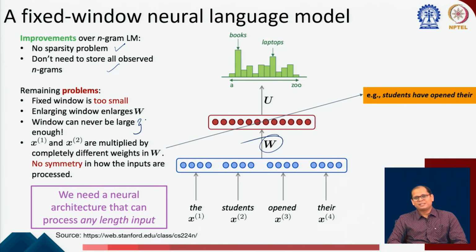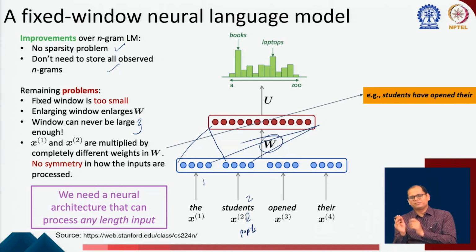Then another problem is that although it solves the problem that instead of students you have pupils, it will still work. But what if you change the order, right? Here x1 and x2 are multiplied by very different weights. So the weights that x1 is multiplied by are very different to the weights that x2 is multiplied by. So learning something for the word occurring in the first position and students occurring in the second position. What if the sentence is students have opened there? So students come at the first position, right? So whatever you have learned from the second position, these weights will not be transferable to the weights at the first position because they are different weights, right?